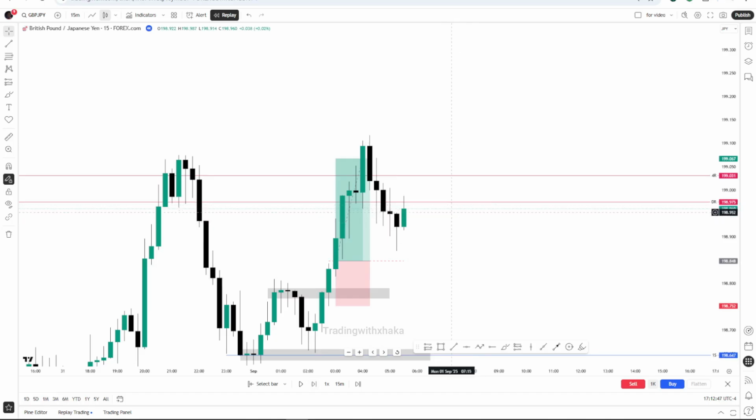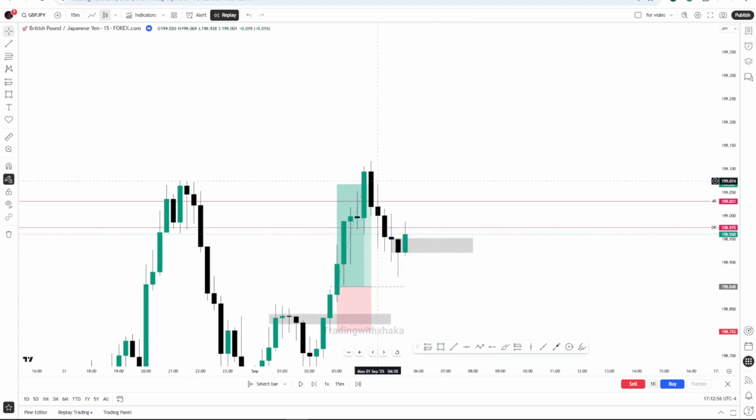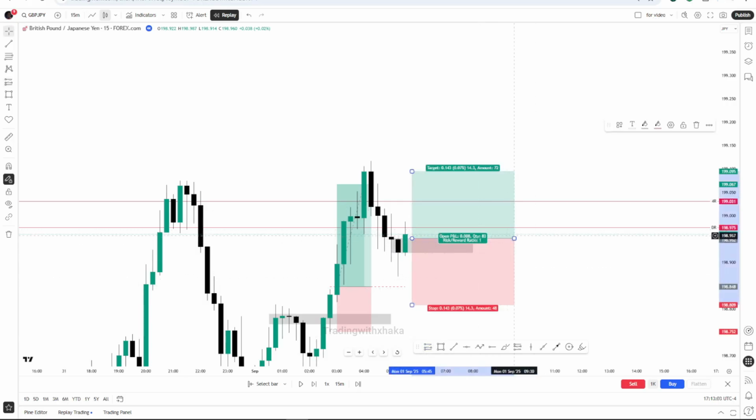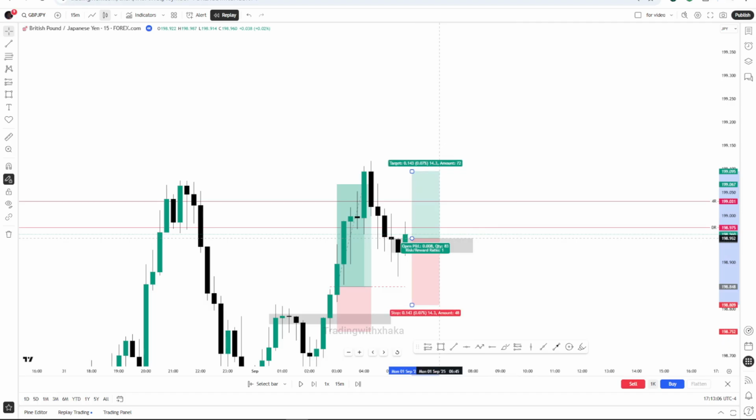You can see here we have a support. This support formed here. Sometimes I like to reject this zone in this type of entry. We set my pending order here. I'm going long from here. I'm just trying to show you how this very strategy has three types of entry. This is the second entry model.